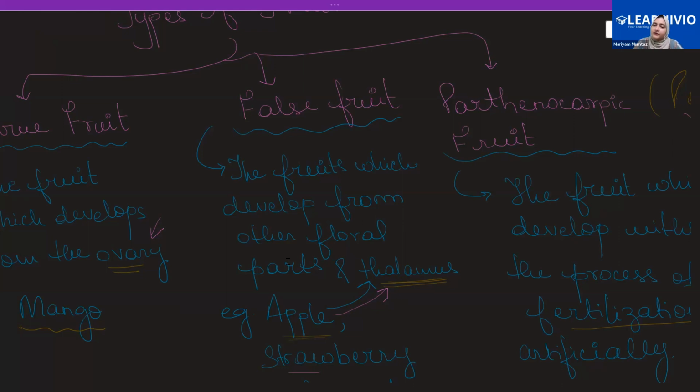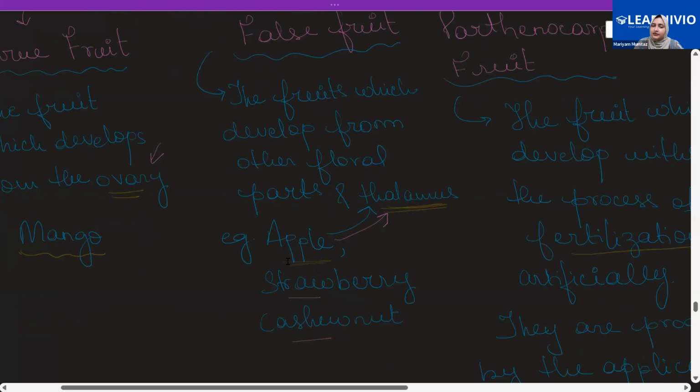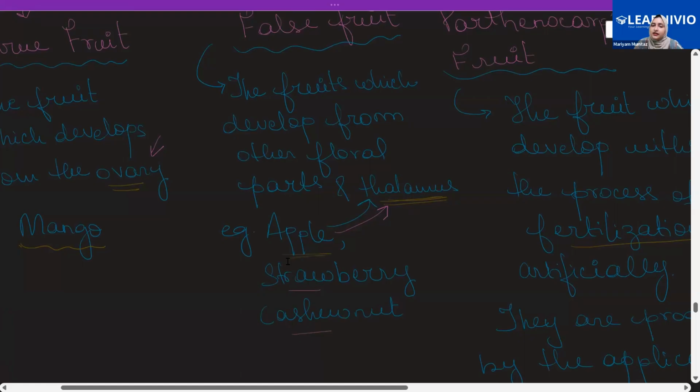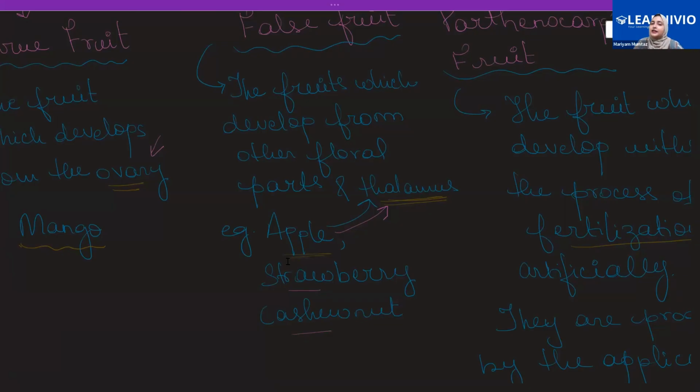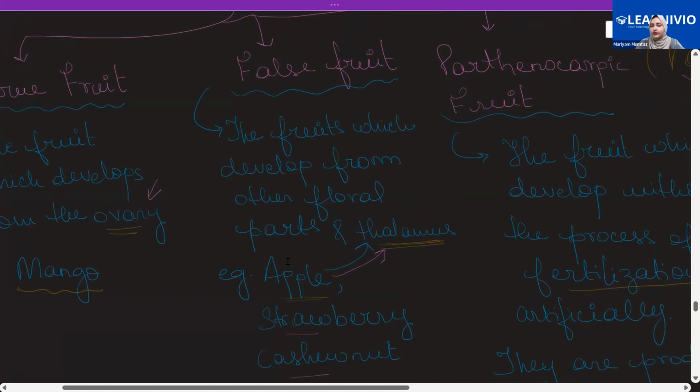Fruits can develop from other parts as well, like apple, strawberry, and cashew nut, from the thalamus. These fruits develop from parts other than the ovary. So you don't call them true fruits, instead you call them false fruits.